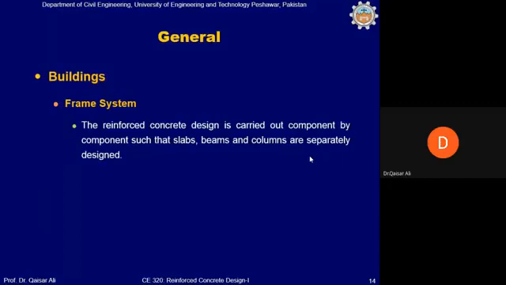In a frame system, the reinforced concrete design is carried out component by component, such that slabs, beams, and columns are separately designed. So slabs will be designed separately, beams separately, and columns separately.